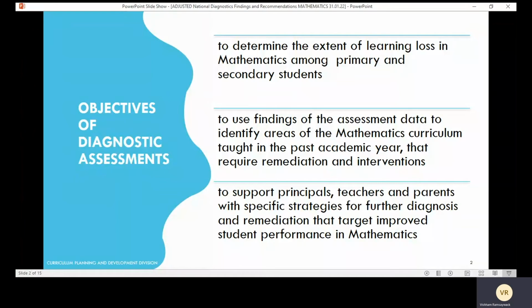Recommended remediation strategies were also shared with teachers of primary and secondary schools. And further in this presentation, we will look at some examples from these documents, and we will look at the link through which all stakeholders can access these documents.